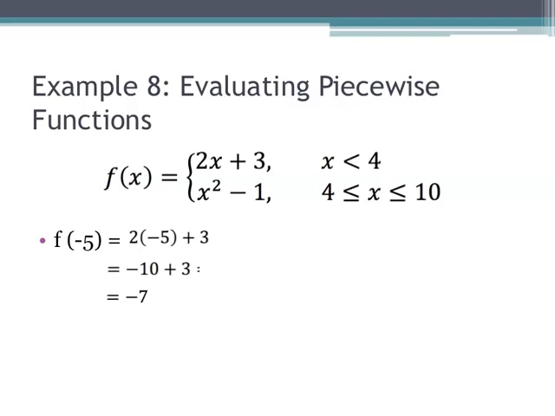Now what about f of 8? Well, again, check. Your value of x is 8. Does that belong in the first piece? Is it less than 4? No. Is it between 4 and 10? Yes. So I'm going to plug the value of 8 in for x in the second piece. So this is going to be 8 squared minus 1, which is 64 minus 1, which is equal to 63.